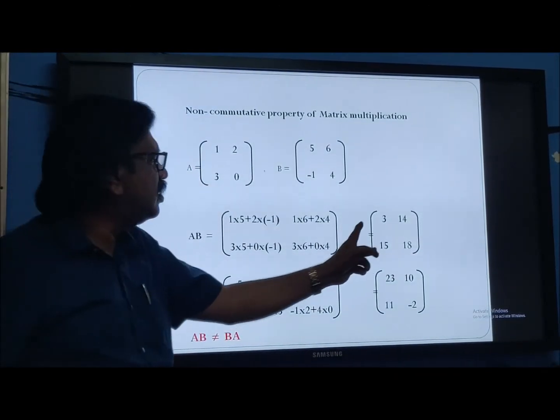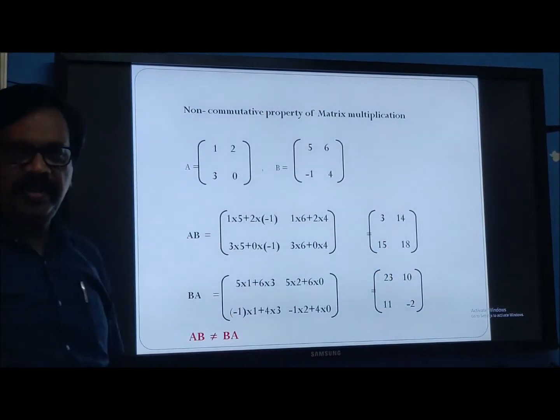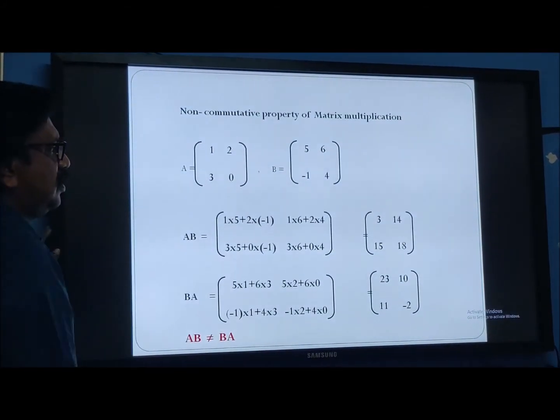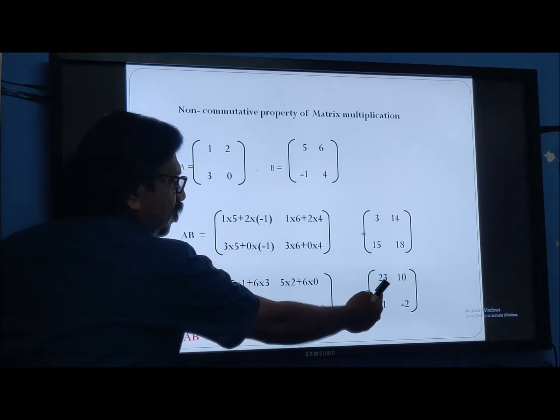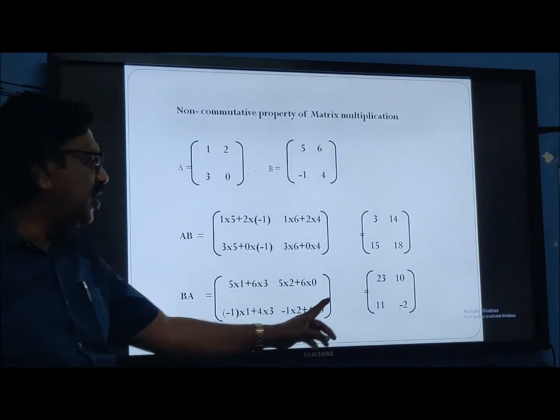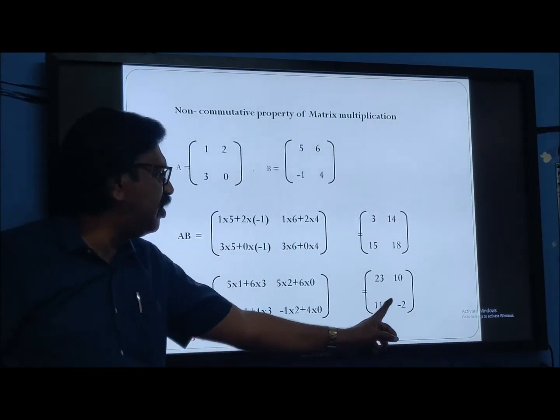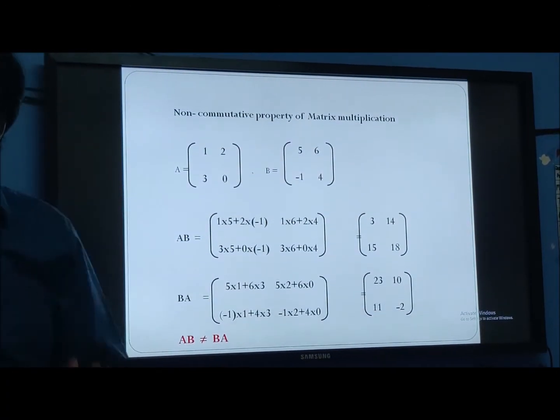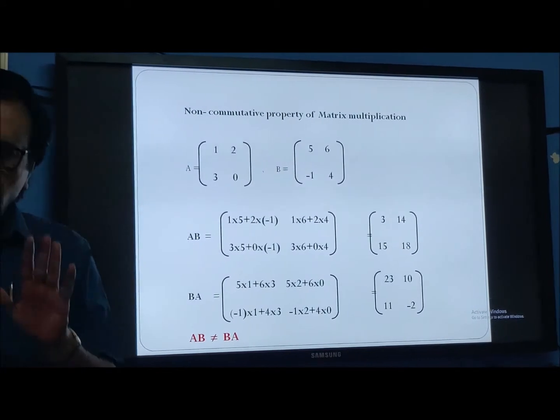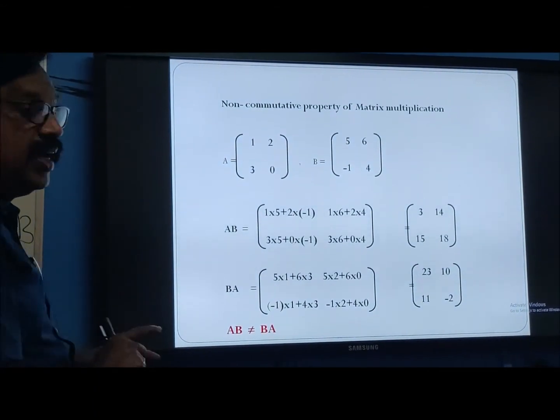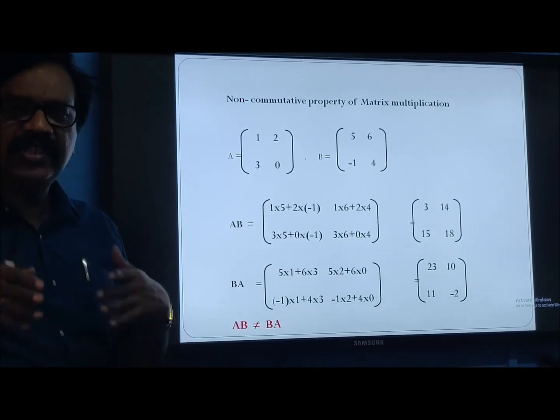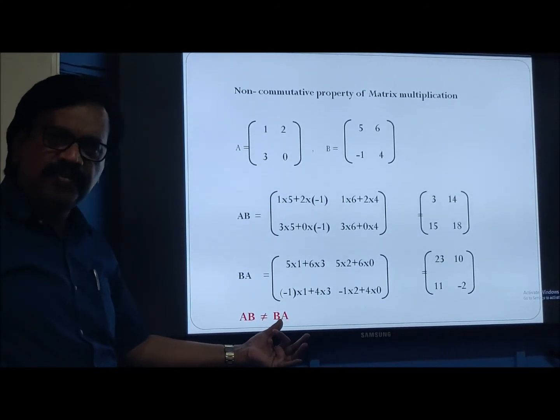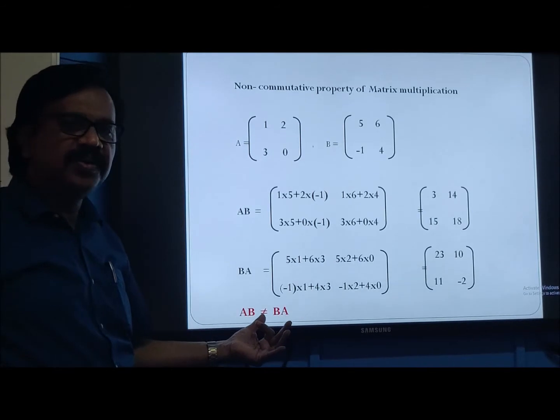The AB is 3, 14, 15, 18. Then we calculated BA, the reverse multiplication. That also we calculated, and we got the answer: 23, 10, 11, minus 2. You see the difference? Their corresponding elements are not equal, therefore the two matrices are not equal. Hence we can say that in general, we cannot say it is a formula, but in general, AB may not be equal to BA. AB not equal to BA.